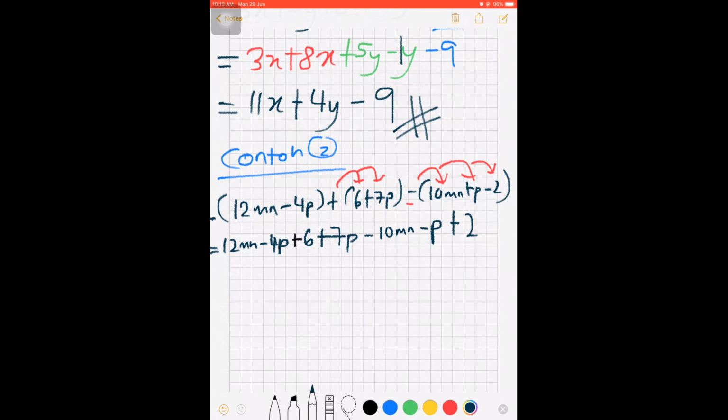Okay, what's the next step? Next step is to kumpulkan the like terms. So let's look for the like terms here. Okay, so we have mn and mn. Any n and mn? Tak ada. So let's do 12mn minus 10mn. Okay, then next one, let's do p.